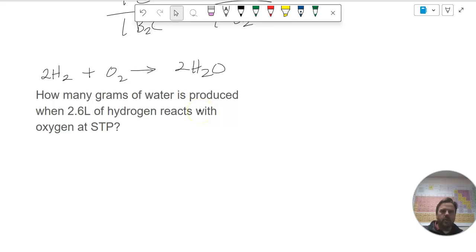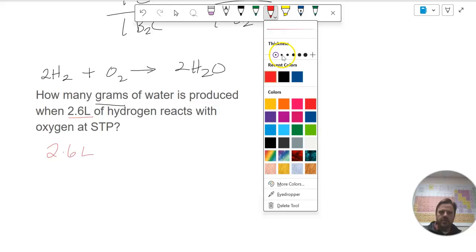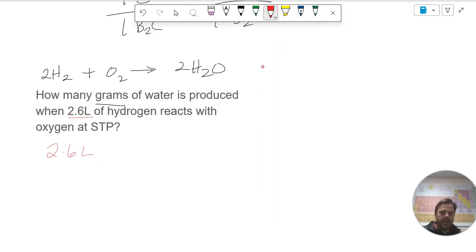Okay, here's our chemical equation, and here is our question. Our goal is to get to grams. Our starting point is liters. Let me show you how we work this out. We start with 2.6 liters. Let's draw a nice straight line under that, and put over here an equal sign. We want to get to grams as our goal.